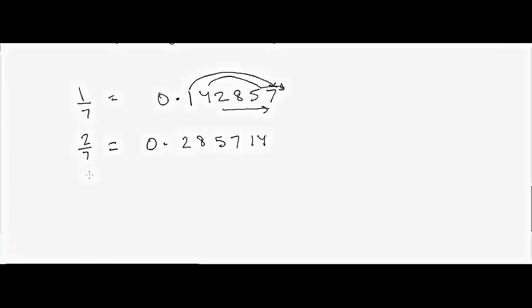Let's do it again, 3 by 7. In this case, I look at the third smallest number, which is 4. So I start with 4, 2, 8, 5, 7, 1. That is the answer. You can keep doing this for other numbers. That's one of the tricks which, if you show to your friends or your kids, could amaze them.